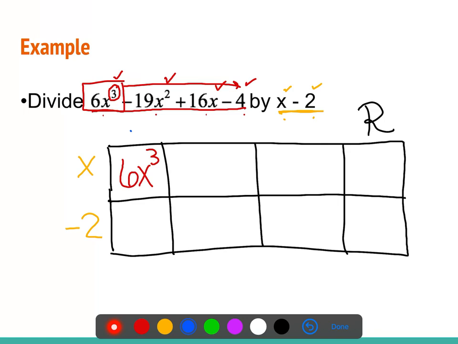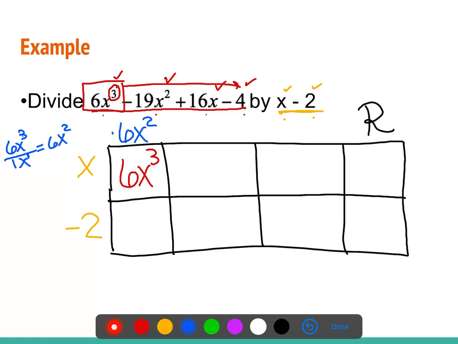Now I have to do a little bit of using my brain. I have 6x cubed in the box. What would I have multiplied x by up here to have gotten 6x cubed? In other words, what is 6x cubed divided by x? Well, 6 divided by 1 is 6, and cubed minus the little first power is x squared. So right here, I'm going to put the result of that division.